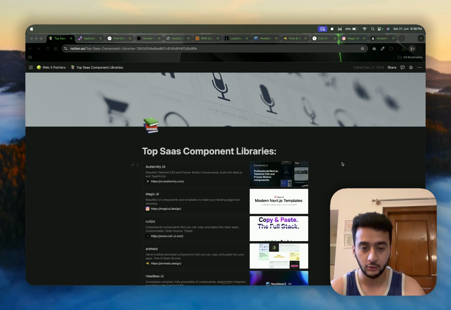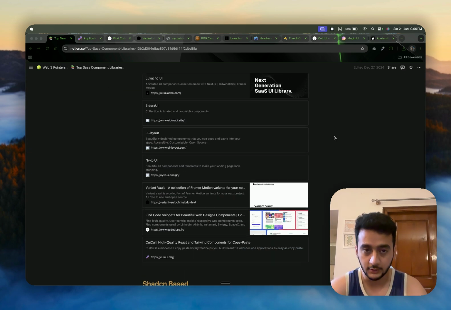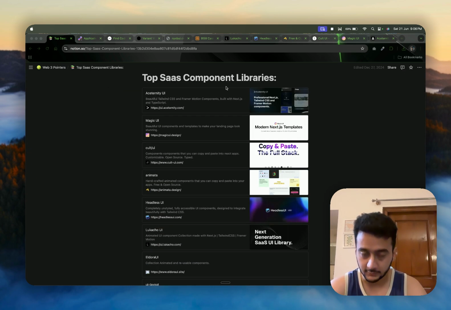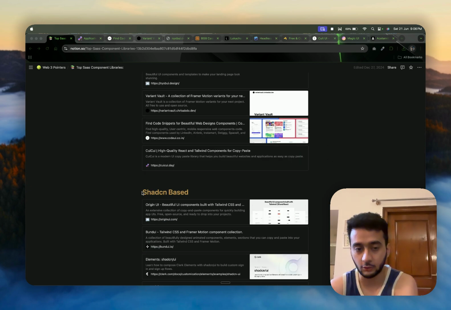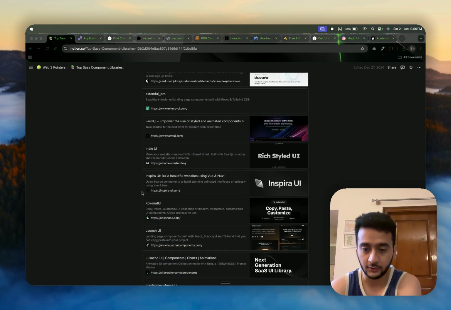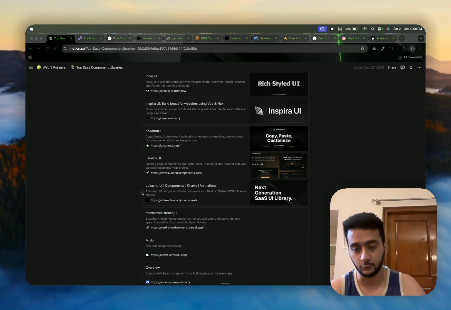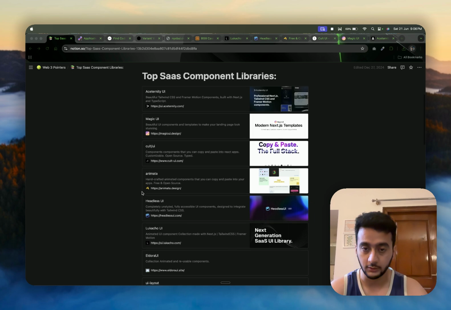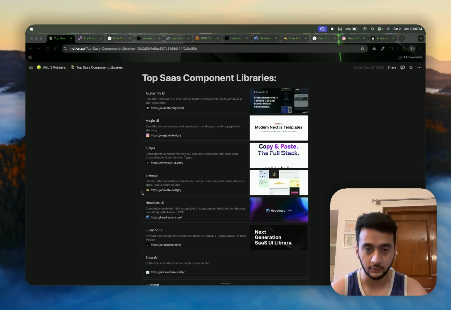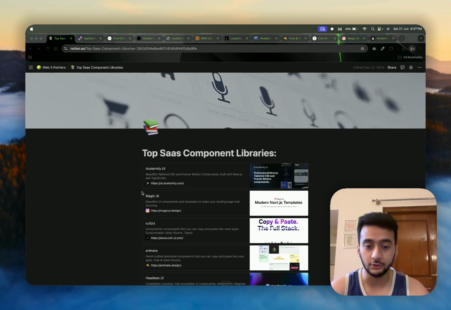Today I just wanted to talk about some top SaaS component libraries that I have been using in my workflow. These are some things that I have collected over a lot of time and a lot of research, and I have collected them over Notion. As you can see, these are some common libraries, and next are all shadcn-based component libraries that I personally found to be useful. I don't use literally all of them, but I think these are some good libraries to go for. Other than this, I'll also introduce a platform where you can find prompts for each of them.